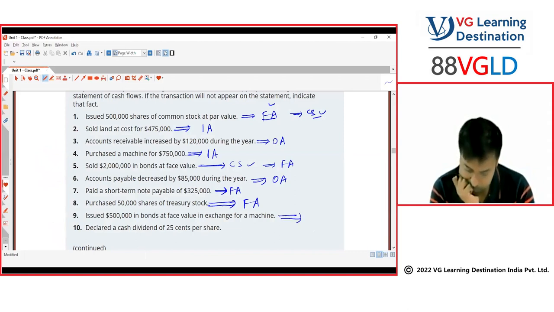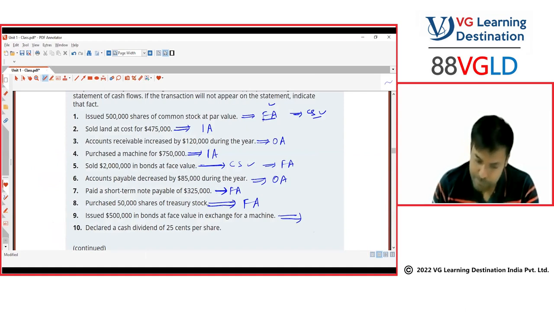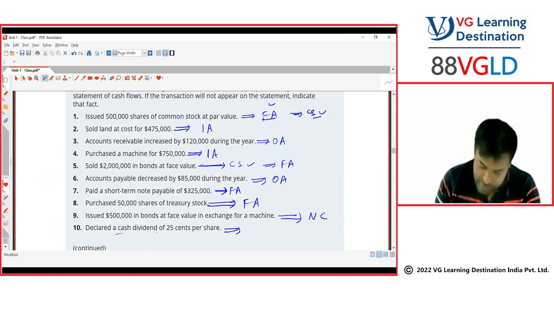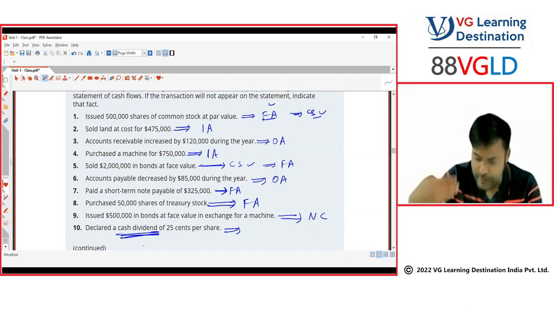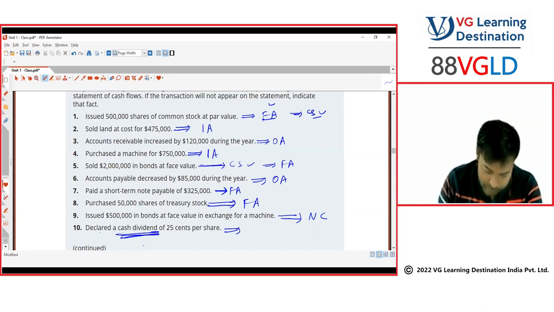Ninth point. Correct. It's a non-cash item. Non-cash item in that case. Declared dividend, everyone. Dividend declared. No. Dividend, your money is going, Praveen. Actually, the cash dividend is going in that case. Okay, my bad. It says declared. No, my bad. Declared. Then it could be non-cash. You're right. Yeah, it could be non-cash.